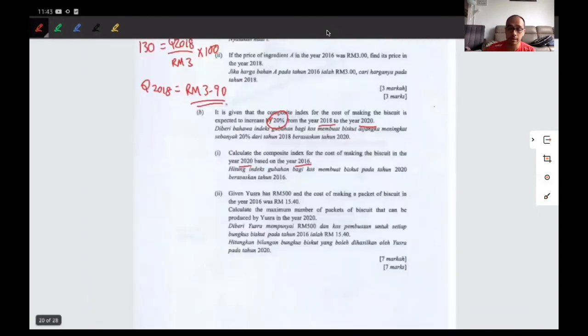Okay, so this is a 7-mark question, although it's only 2 parts. It seems like it's going to be very long. Yeah, it is a very long question. Oh dear.